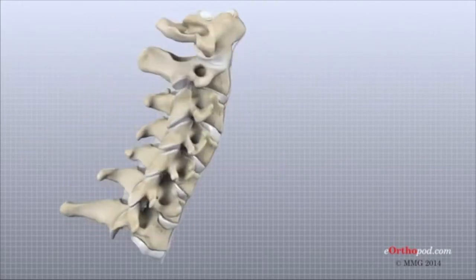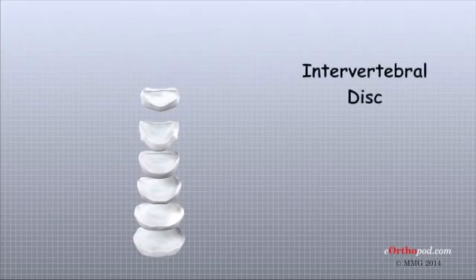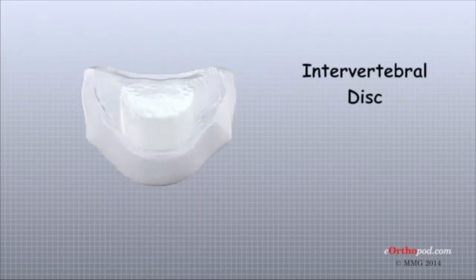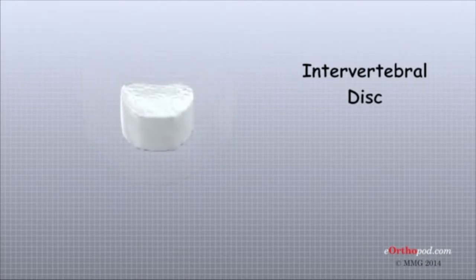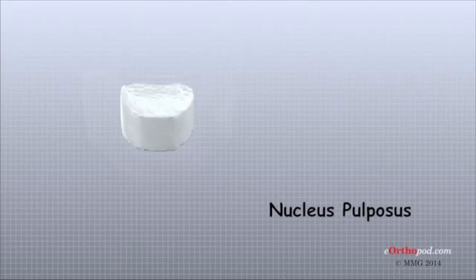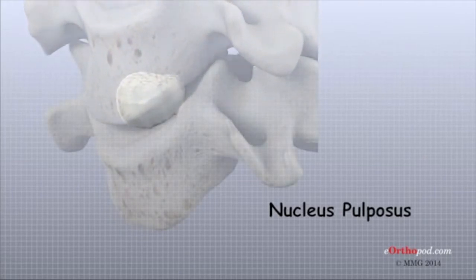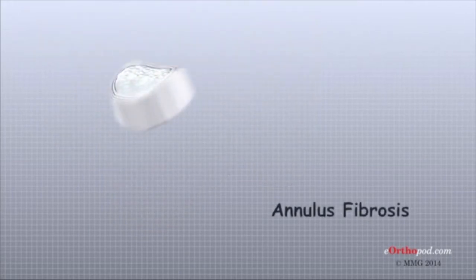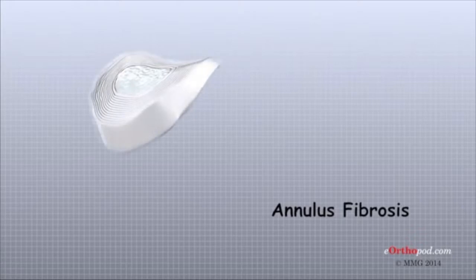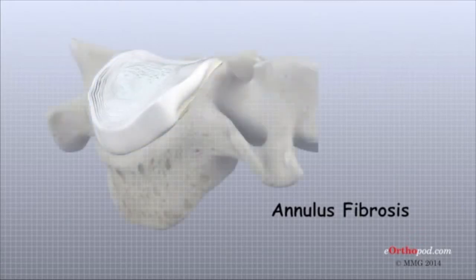A special structure in the spine called an intervertebral disc sits between each pair of vertebrae. An intervertebral disc is made of two parts. In the center of each intervertebral disc is a spongy material called the nucleus pulposus. The nucleus pulposus provides most of the shock absorption in the spine. The nucleus is surrounded by the annulus, a series of strong ligamentous rings that attach to the vertebra above and below the intervertebral disc.